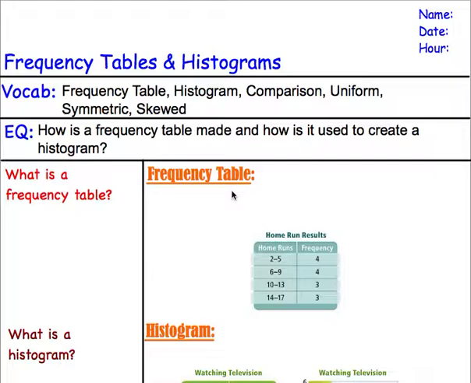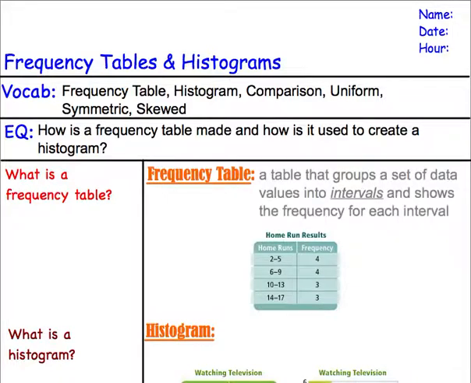We're going to take a look at frequency tables and histograms. So the first thing we're going to talk about is a bunch of definitions again, like we've been doing. The first thing we have here is a frequency table, and a frequency table is a table that groups a set of data values in intervals and shows the frequency for each interval.